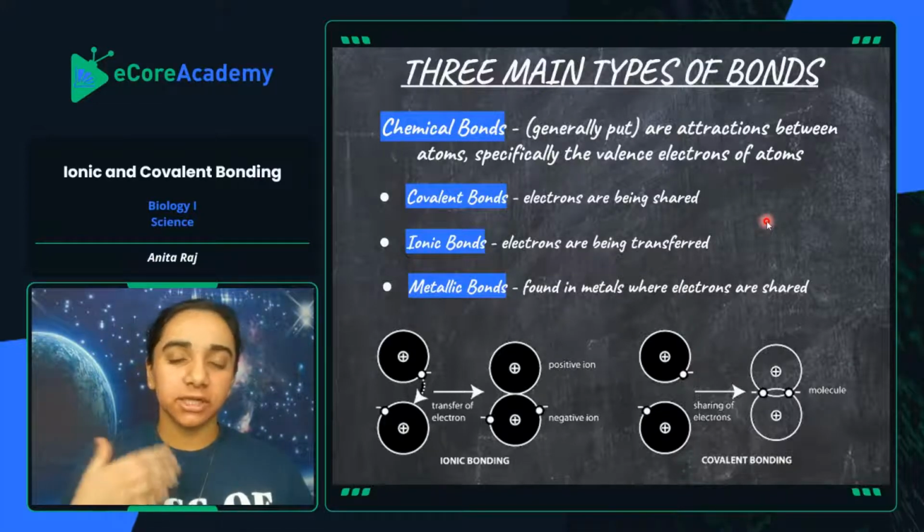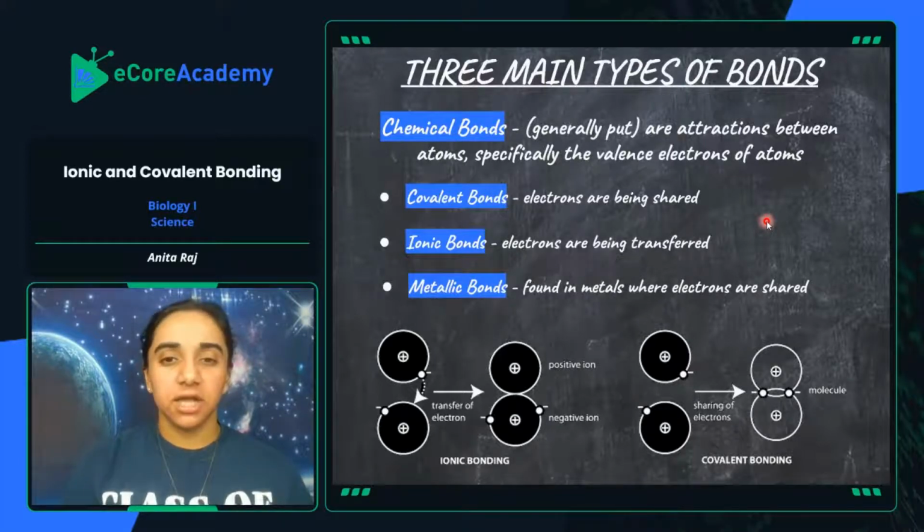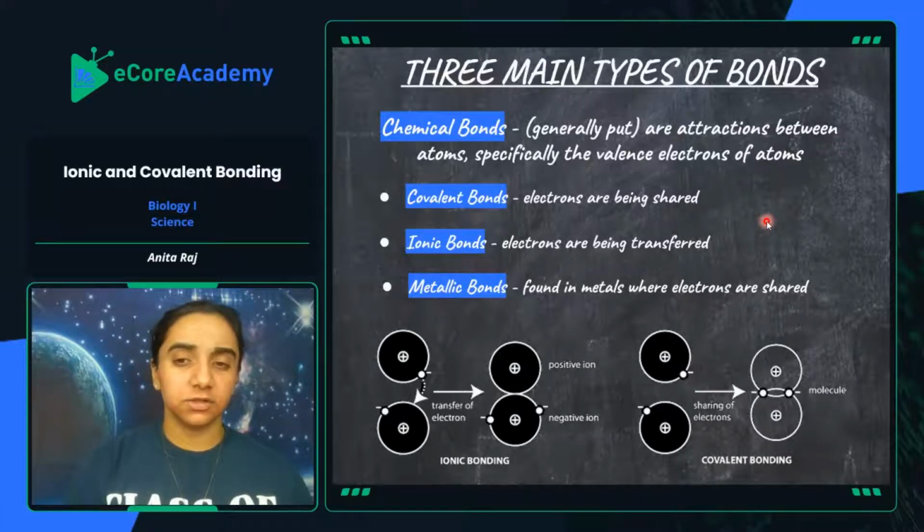So they almost encourage the atom to fill its outer shell with 8 electrons. So, the 3 main types of bonds that atoms can form. This is what most of this video is going to be about. The first type is covalent bonds. Covalent bonds are where electrons are being shared, like in that last example.